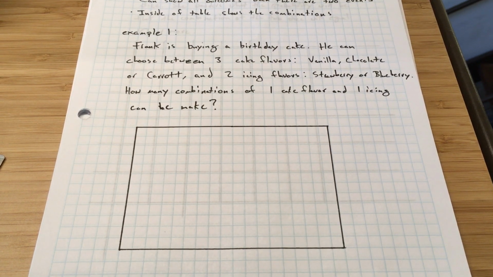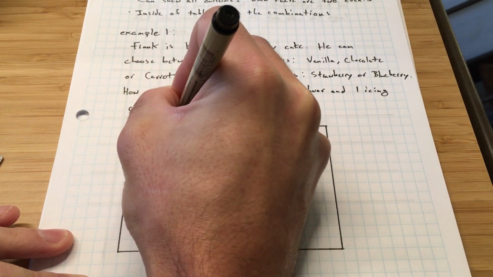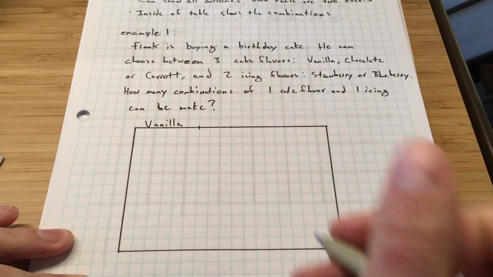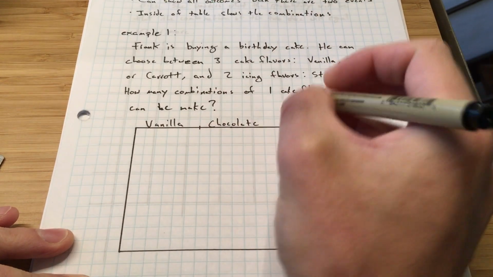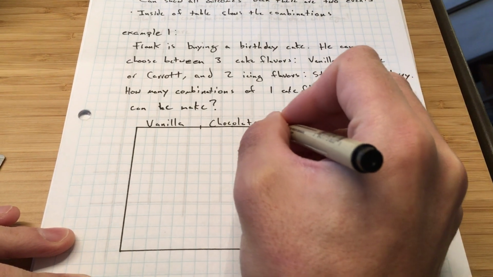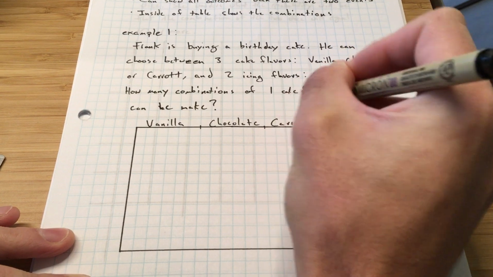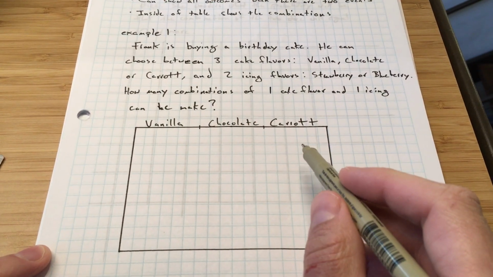So for the cake flavors, there were 3 flavors. There was vanilla. Then there was chocolate. And then of course there was carrot. So all I'm doing right now is listing the different choices that we had for cake flavors.